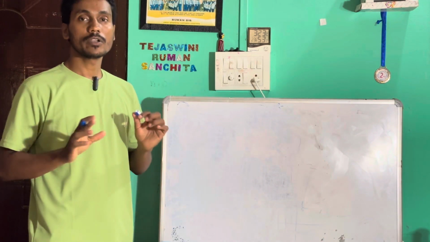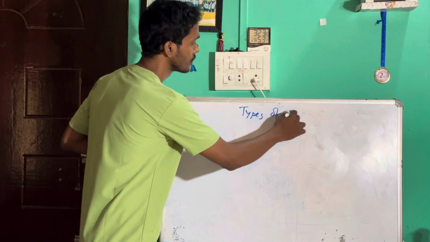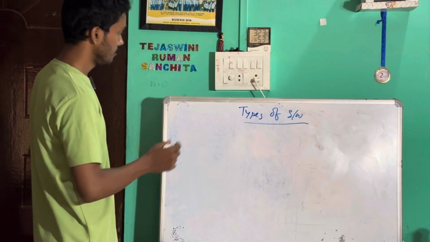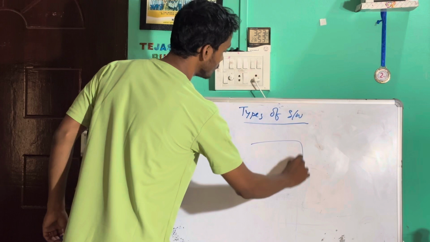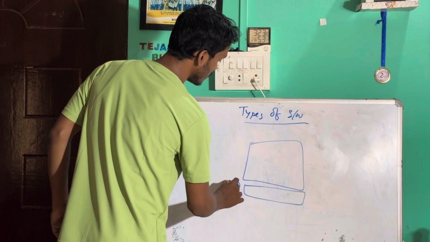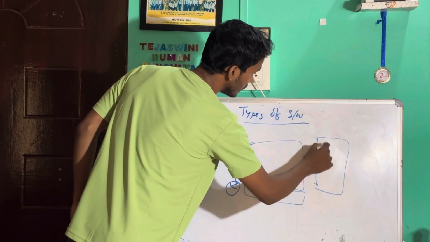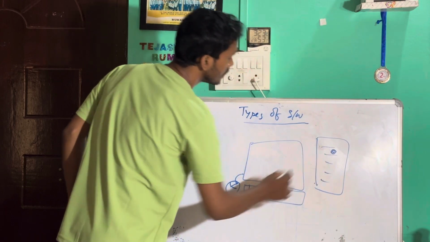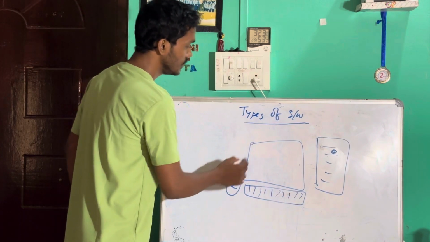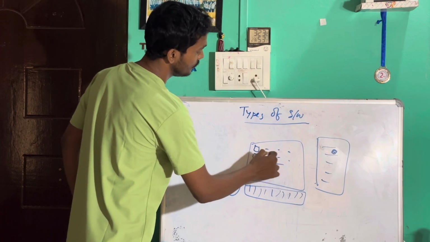In this video we will be talking about different types of software. Before going to that, let us discuss the computer. This is a personal computer. Here we have the keyboard and display, and we have the CPU.